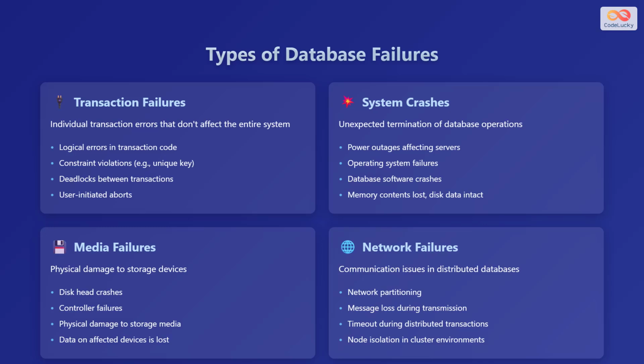Media failures refer to physical damage to storage devices, such as disk head crashes or physical damage to storage media, resulting in the loss of data on the affected devices. Finally, network failures are communication issues that arise in distributed databases. Examples include network partitioning, message loss during transmission, timeouts during distributed transactions, and node isolation in cluster environments.